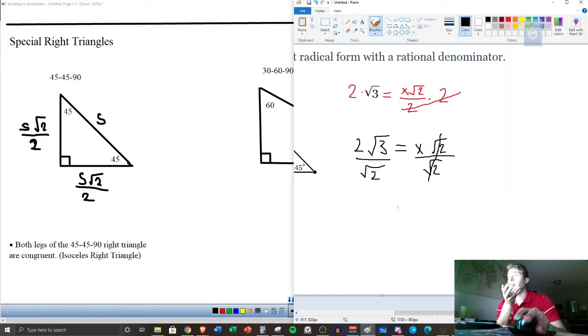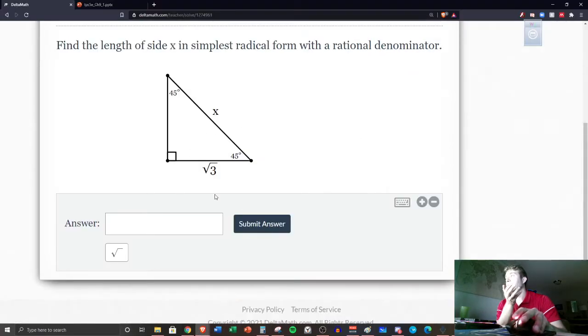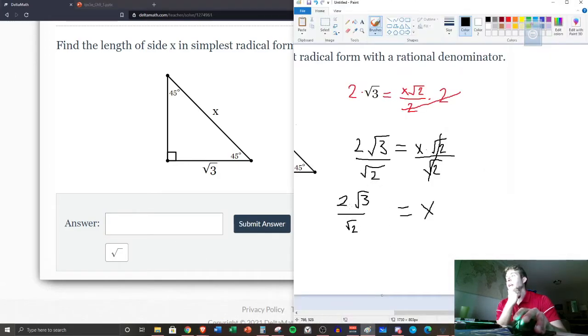However, there is a problem. If I try to take that answer right here and type that in, there's a problem because it's this. We do not have a rational denominator, and that's what we have to have.